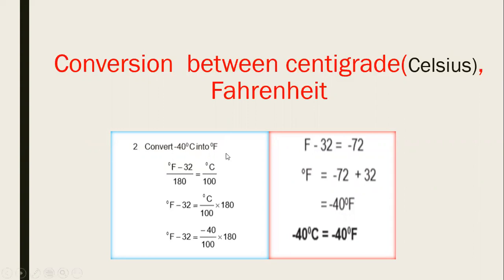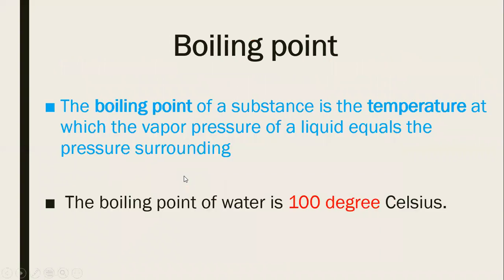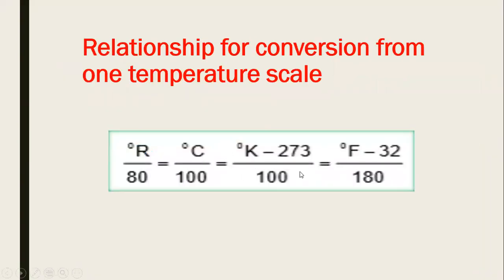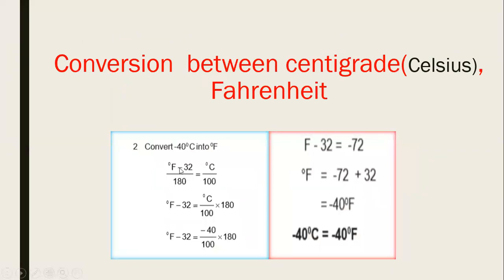Okay, the first question is: convert minus 40 degrees Celsius into degrees Fahrenheit. So this is the equation. You have to choose this equation: C divided by 100 is equal to F minus 32 divided by 180. Okay, so that is the equation.